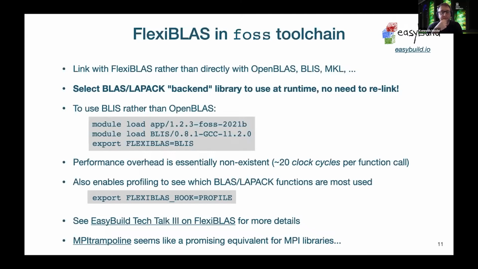So we had an EasyBuild tech talk on FlexiBLAS by the main developer of this. So definitely take a look at that if you want to know more. And there's a related, or let's say a similar library for MPI, which is called MPI Trampoline, which would give us pretty much the same capability. So we would link applications with MPI Trampoline, which is again some kind of wrapper library, and that allows you to switch at runtime in the background to different MPI implementations like OpenMPI or MPICH, or even vendor MPIs like Cray MPICH, and so on. So that if we would have both FlexiBLAS and MPI Trampoline in our toolchains, we get a lot of flexibility in terms of what we actually want to be using at runtime.